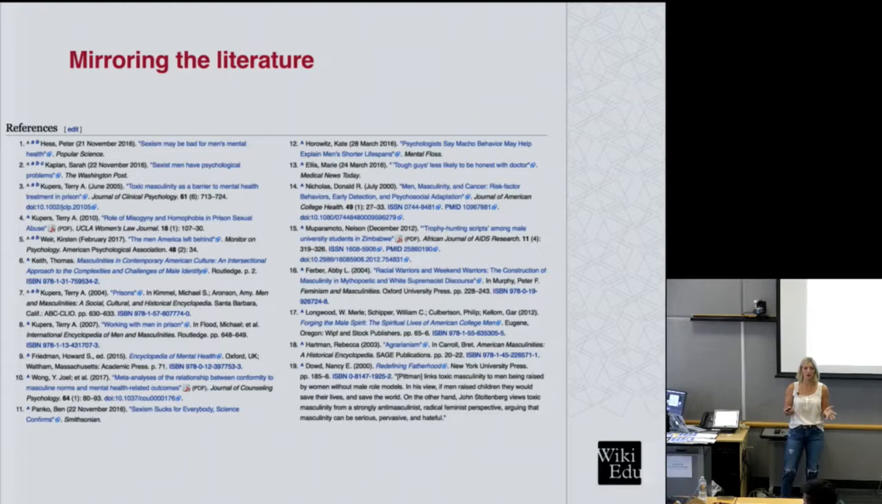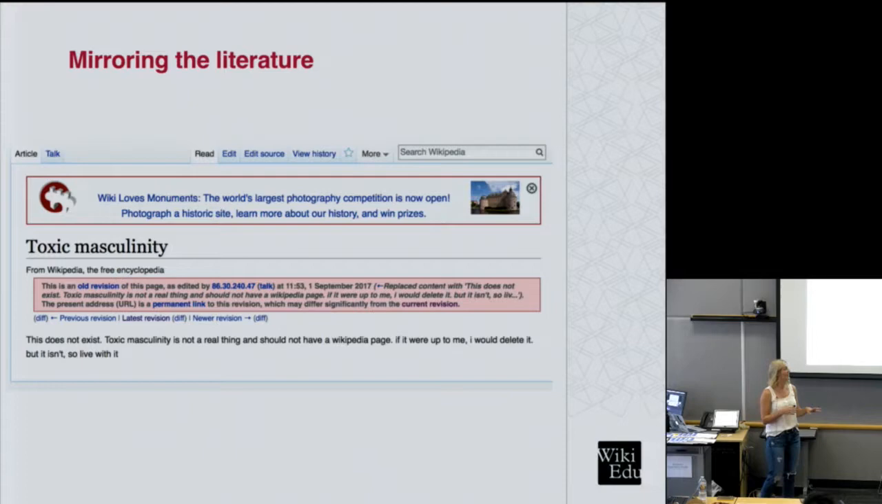but they also added a significant amount of content around the cultural implications and why this exists, why it's important to talk about. And I just went and took the screenshot yesterday, and I was looking at the article history, and someone actually just September 1st, so 5 days ago, deleted the entire article and wrote, "This does not exist. Toxic masculinity is not a real thing and should not have a Wikipedia page. If it were up to me, I would delete it, but it isn't, so live with it."